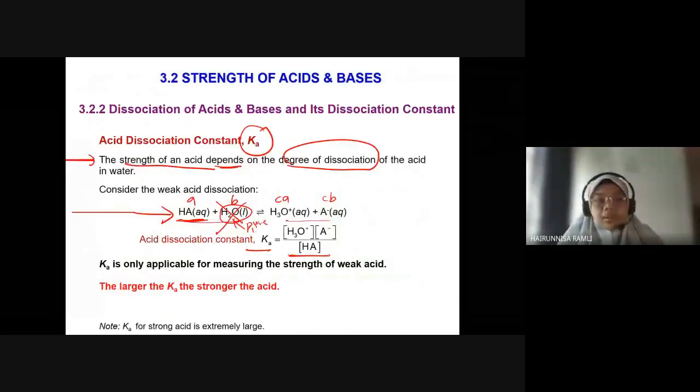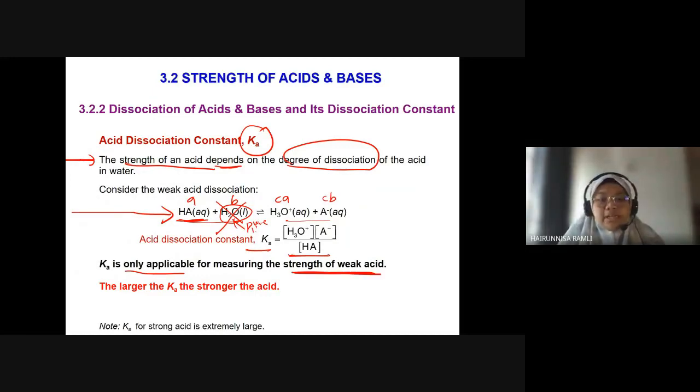So value setiap KA tu akan berbeza lah untuk setiap acid kan. Okay. So here the KA is only applicable for measuring the strength of weak acid. Kita tak boleh nak measure strength of strong acid. Okay, strong acid you nak compare tadi kan. Tapi you tak boleh measure guna KA. Why? Because strong acid dissociate completely. Dia tak ada reversible arrow. So you cannot use this formula. Because reversible arrow is product over reactant. Kan? Kita akan guna formula tu. Kalau strong acid, kalau you nak measure strength, you akan measure macam cara tadilah. You tengok electronegativity ke, you tengok bilangan oksigen ke. Itu you ikut method yang tu.